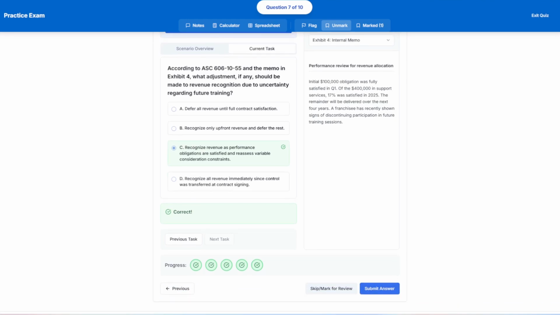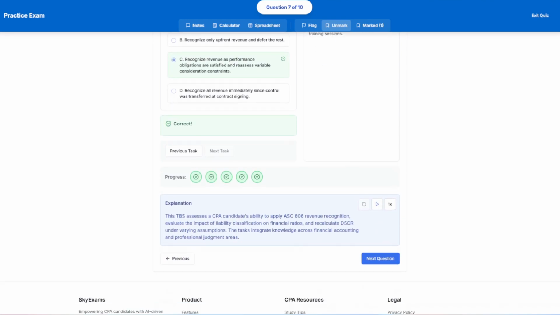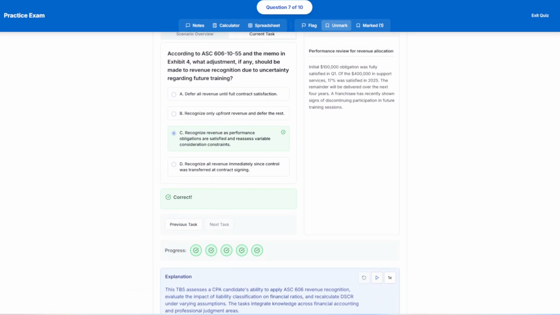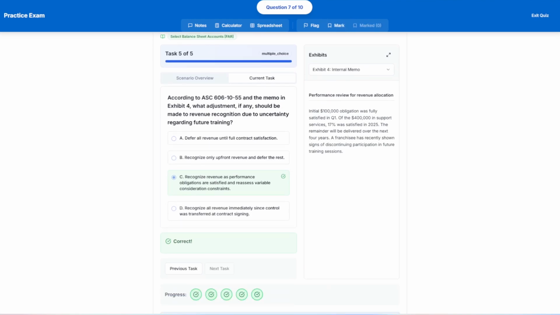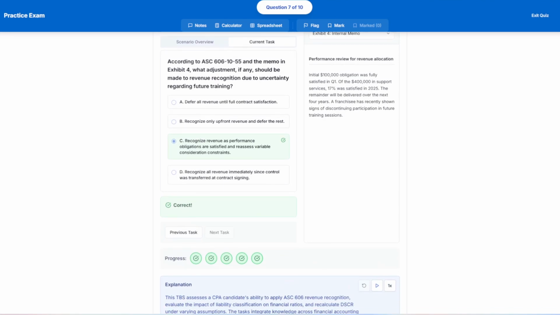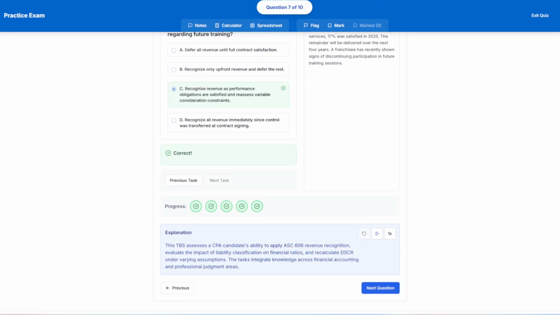Big picture. This entire simulation tests whether you can apply the rules of ASC 606 in real-world conditions, calculate financial ratios with context, and make thoughtful decisions about classification and timing. Keep referencing those exhibits, follow the math, and think like the examiner. You're not just checking boxes, you're showing that you understand the story behind the numbers.